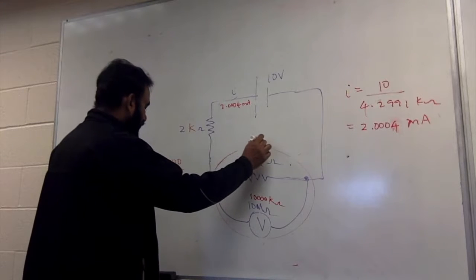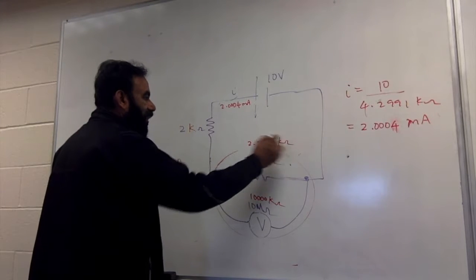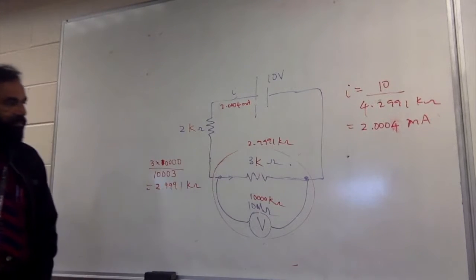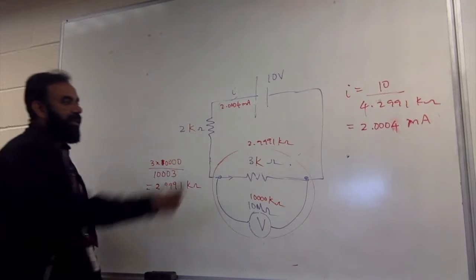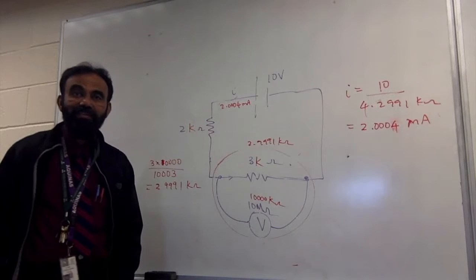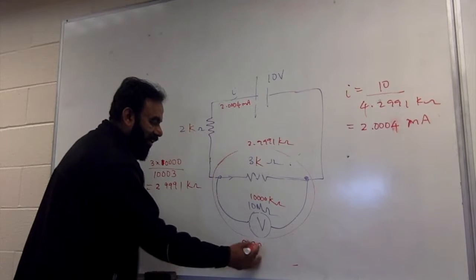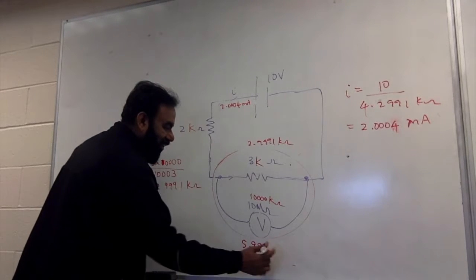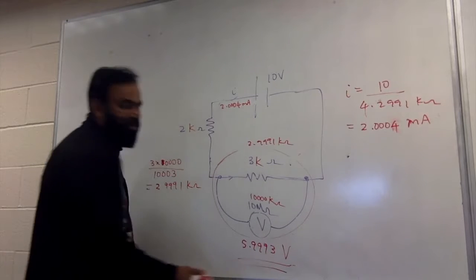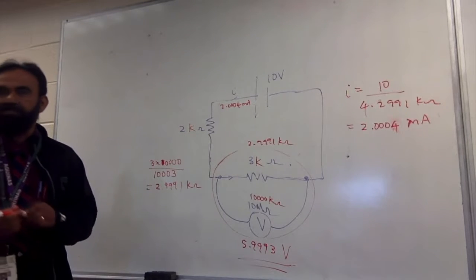Now multiply that with the equivalent resistance here. So 2.9991 kilo ohms is the equivalent resistance. Multiply those two, you should be getting 5.9999, which is as good as saying it is reading 6.